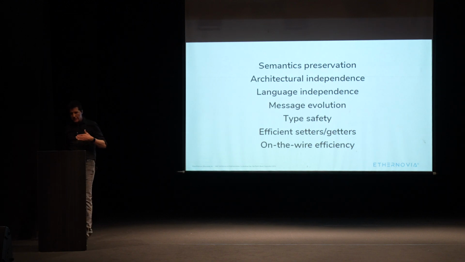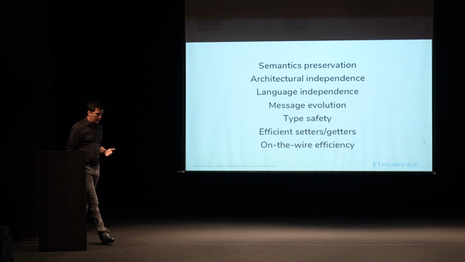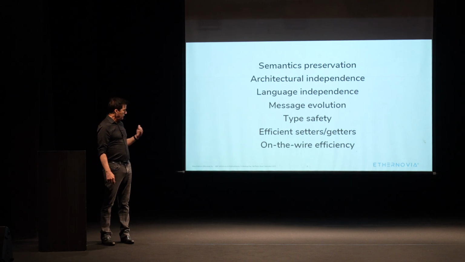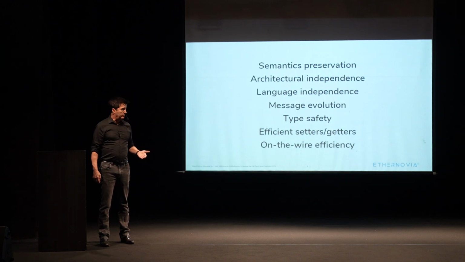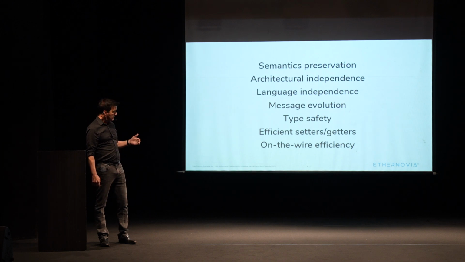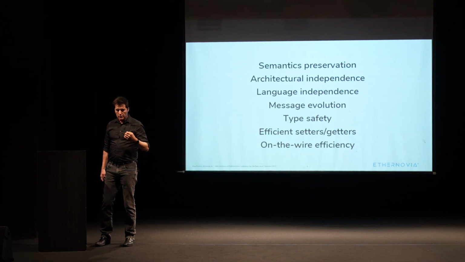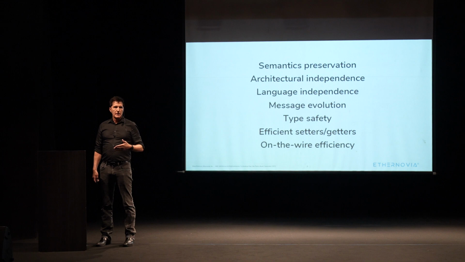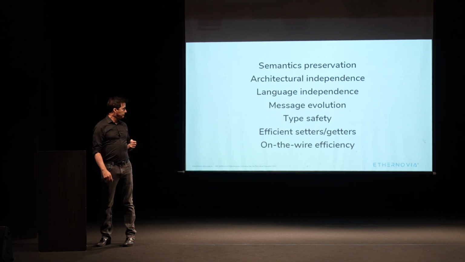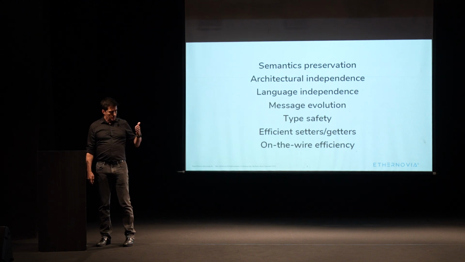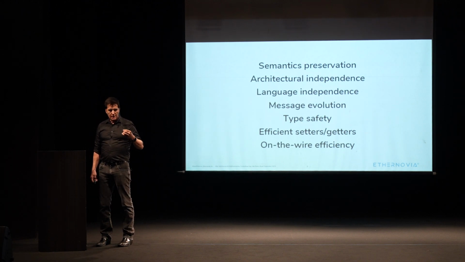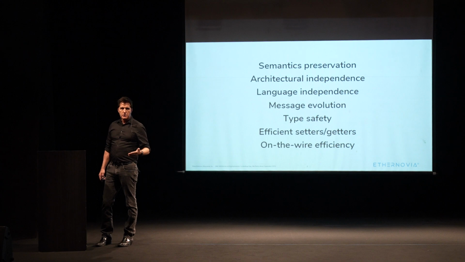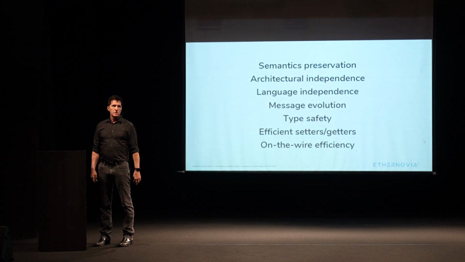Message evolution allows the definition of structs to change over time. Variables may be added and variables may be removed. Type safety ensures that, for example, a 64-bit integer is not accidentally interpreted as a double precision floating point number. And of course, the serializing algorithm should provide efficient setters and getters and minimize the number of bytes on the wire.